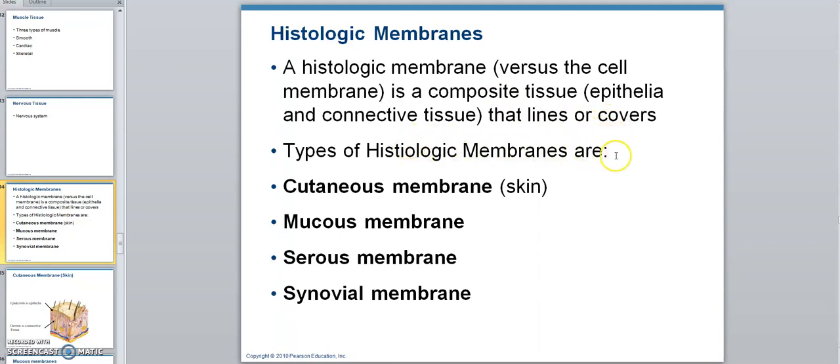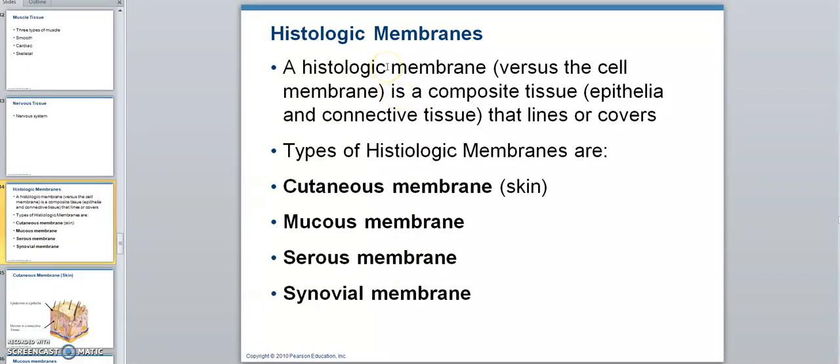The types of histology membranes that we have, the major types we'll say, are cutaneous, mucous, serous, and synovial. So we're going to talk on that.